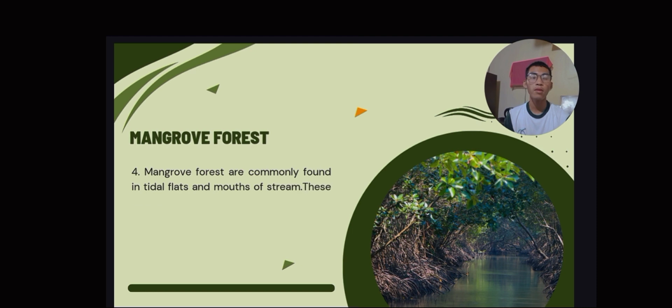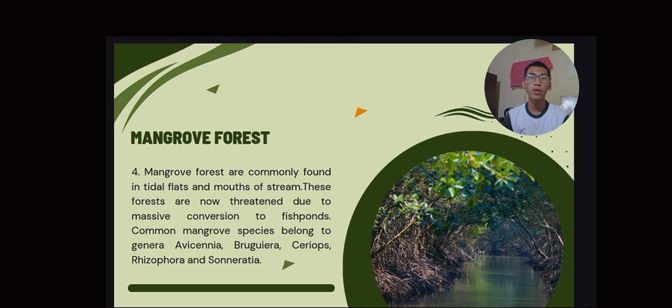The fourth one is mangrove forest. Mangrove forests are commonly found in tidal flats at the mouth of streams. These forests are now threatened due to the massive conversion to fish ponds.